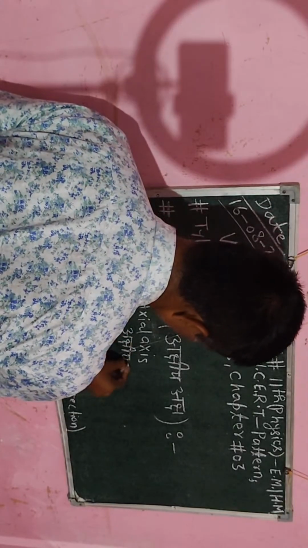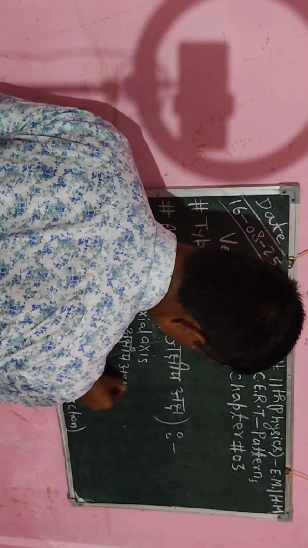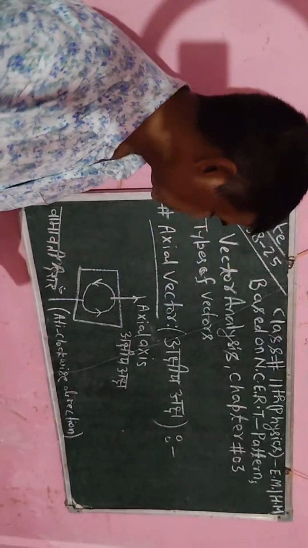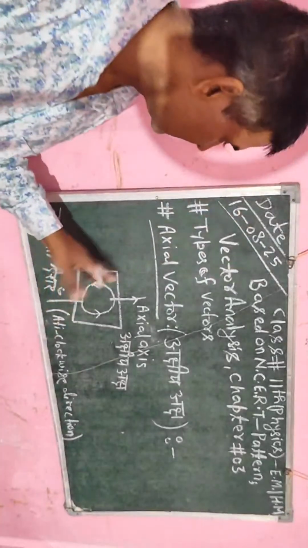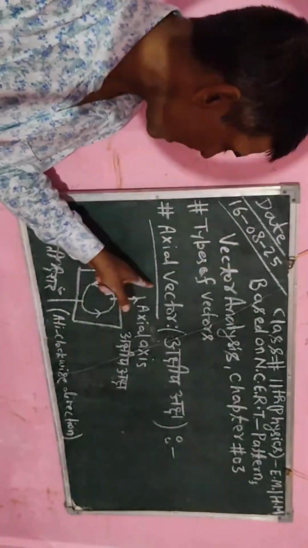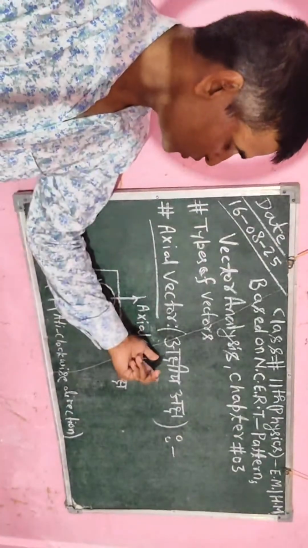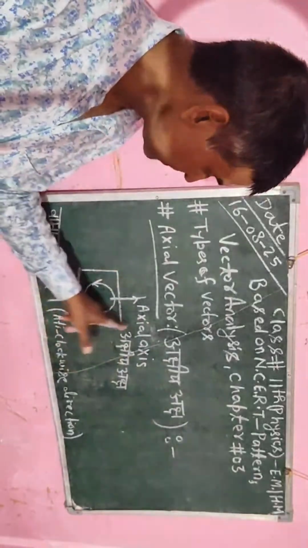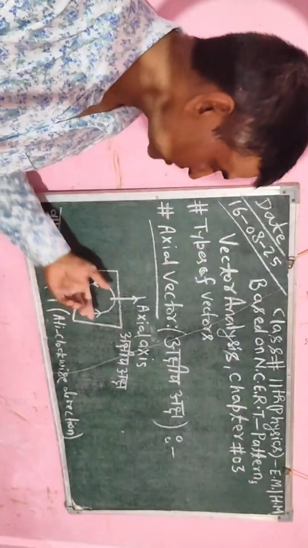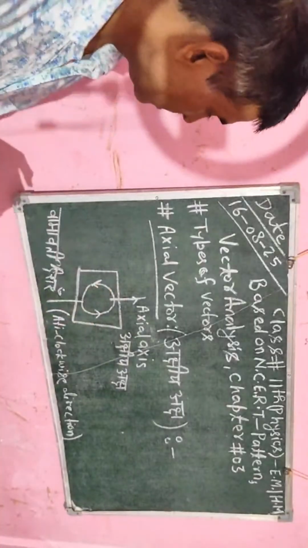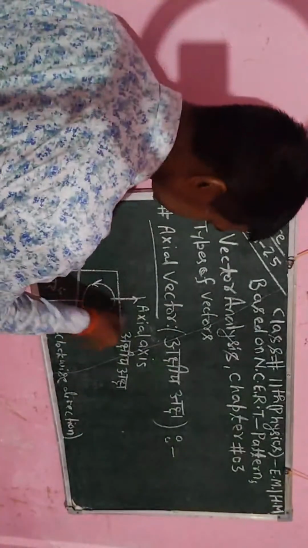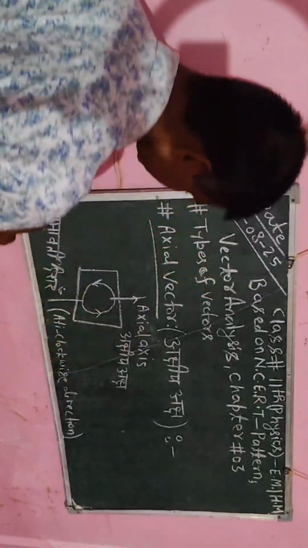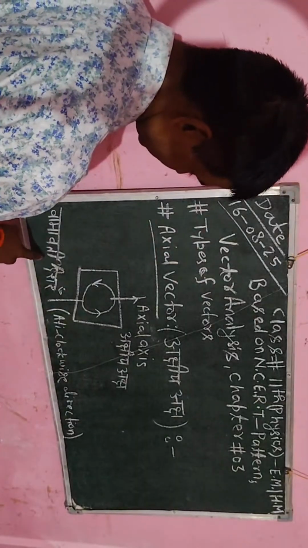Each and every student has to focus on this point and understand it clearly, because this is the axial vector, and it is also written in Hindi. Now here I have taken a rectangle box. In this box I have drawn a circle. This circle is rotating in the anti-clockwise direction, which I have written here, and in Hindi it is वामवर्ती दिशा.